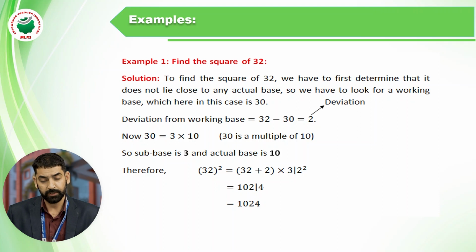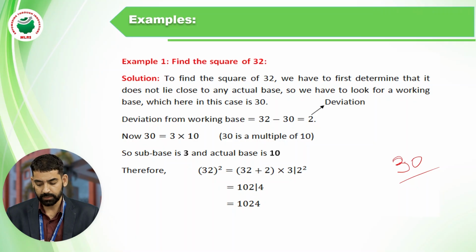32 is close to the number 30. We can solve it by using the base 10 to the power n as well, but here 32 lies close to the number 30. So 30 in this case is the working base. Remember, once again, 30 here is the working base. We have to first determine that it does not lie close to any actual base, so we look for a working base, which in this case is 30.